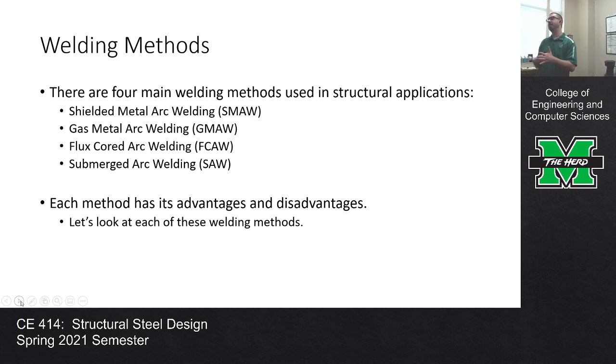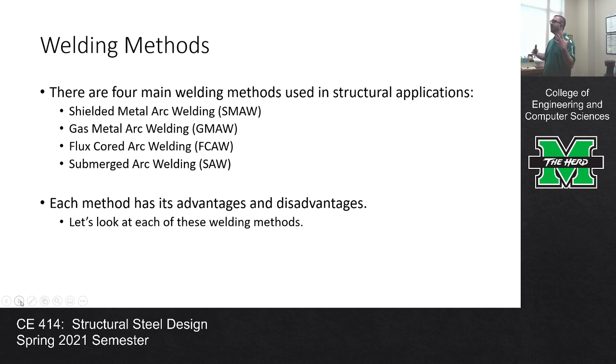We're going to start by talking about the different types of welding that we use. And I'm primarily focusing on the type of welds that we use in structural applications. There are four main types of welding that we use in structural applications. Some of you who've done maybe some mechanical welding might have experience with TIG welding and stuff like that. We don't do that in large-scale structural applications.